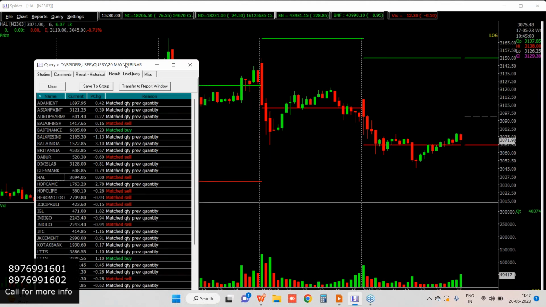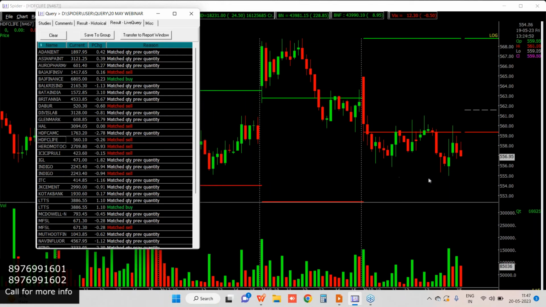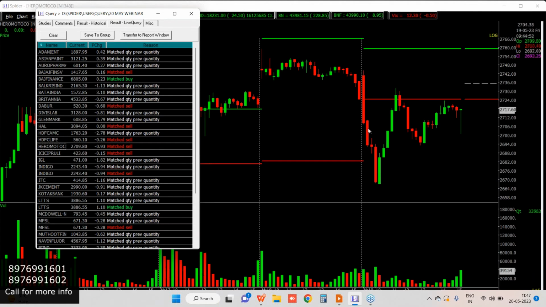This was HAL. Then we had HDFC Life. Again, you can see a proper trade over here of 10%, more than 10%. Hero MotoCorp, again you can see a sharp fall. You can easily achieve 10% in this. 10% means if your stock option costs you an investment of around 10,000, then 1,000 rupees would be your target, because that's 10% of 10,000. If you're investing 20,000, 2,000 would be your target.